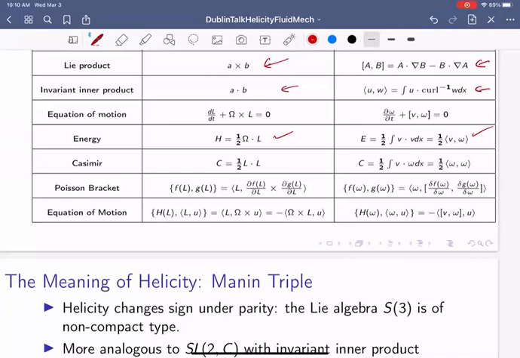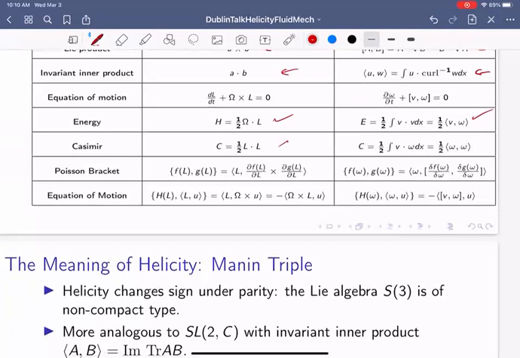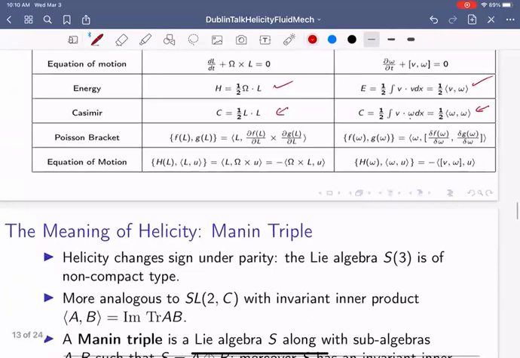So it's exactly analogous. The Casimir invariant is just the dot product of angular momentum with itself, the usual L squared. And in the case of the fluid, it is the helicity, which can be written as the integral of velocity dot product with vorticity, which is the same thing as the inner product of vorticity with itself, with respect to this invariant inner product.